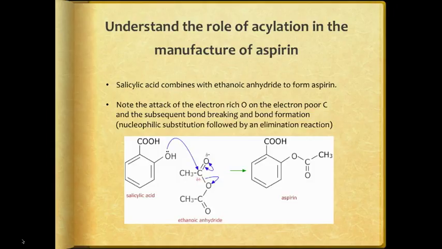Let's take a look at acylation in the manufacture of aspirin. Okay, let's see if we can see the nucleophilic reaction and then the elimination reaction. The first thing we see is the carbocation being created. Notice the attack of the electron-rich oxygen on the electron-poor carbon and the subsequent bond breaking.